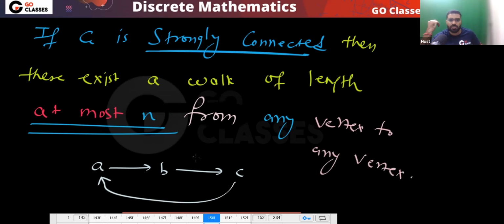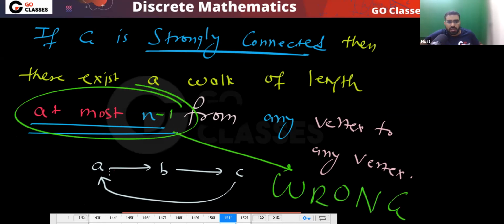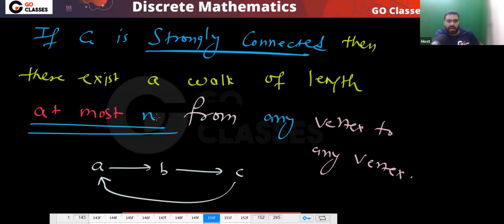So there must exist a walk of length at most n, because from A to A, there is a walk of length 3. From A to A, there is no walk of length less than 3. If I use n minus 1, this will be a wrong statement, because from A to A there is no walk of length at most 2. So you should have at most n.